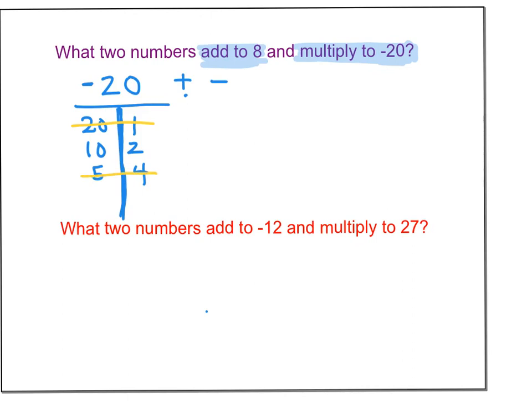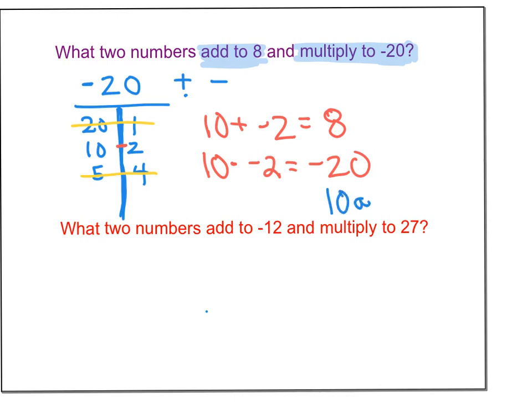And how about the 10 and the 2? 10 plus 2 equals 12, but remember, I need one of my signs to be negative. So if I made the 2 negative, all of a sudden, 10 plus a negative 2, that's really like 10 minus 2, that does equal 8. And 10 times a negative 2 equals a negative 20, because remember, a positive times a negative is a negative. So I knew I needed one of my numbers to be positive and one of my numbers to be negative. So my final answer here is going to be a positive 10 and a negative 2.